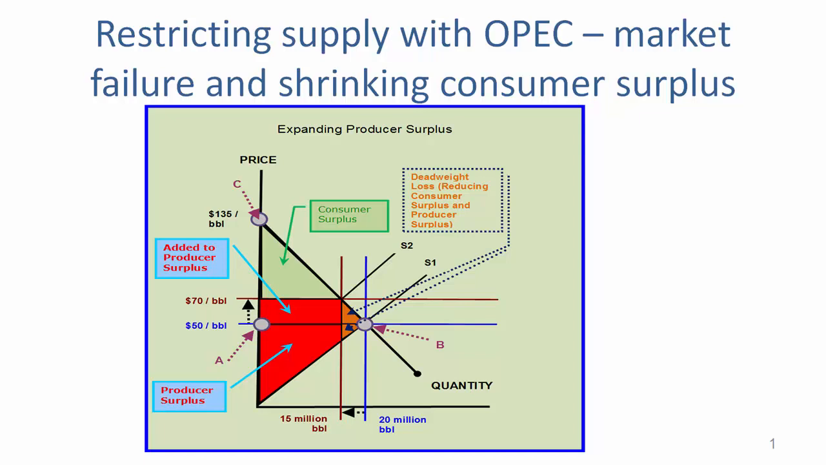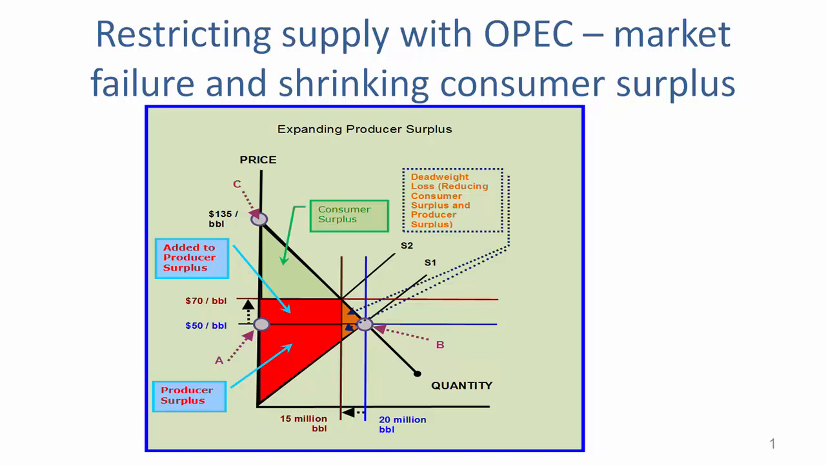Note, in this example, OPEC raised the price from $50 per barrel for crude oil to $70 per barrel for crude oil by reducing the supply from supply 1 to supply 2. The consumer surplus would shrink significantly. The consumers pay more, receive less.